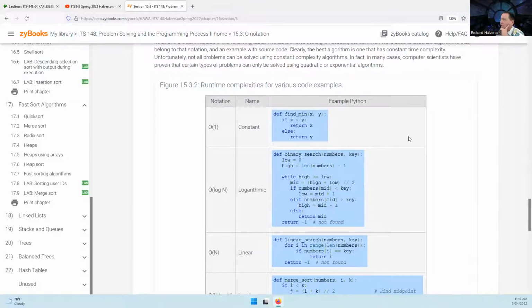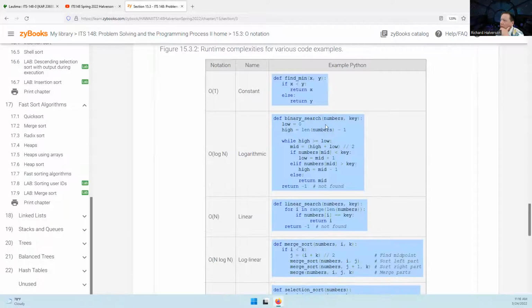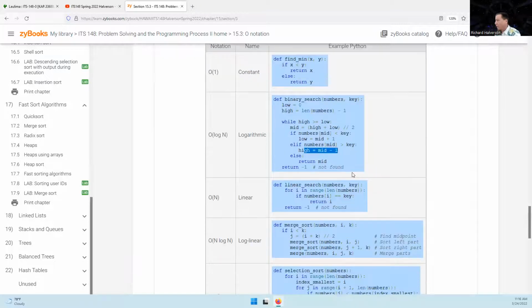Runtime complexities for various code examples. Okay, here's some code examples. Find the minimum of x and y. Well, that's O of 1. Binary search is log n, because each time we cut it in half. This cuts it in half where we're next going to look at the upper half, not the lower half, and this cuts it in half if next we're going to look at the lower half, not the upper half.